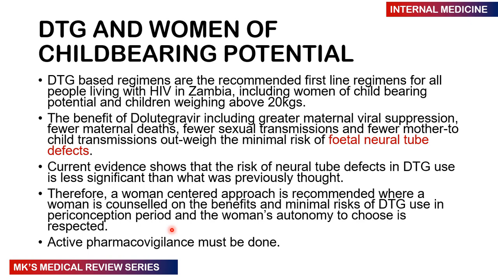One side effect, though, is that it may result in neural tube defects, but of course the risk of this is very minimal, and actually the evidence shows that the risk of neural tube defects in DTG use is significantly less than what we previously thought it was. So once a woman has been found with HIV, we should counsel her on the benefits and the risks of starting DTG, and she should choose with autonomy. No clinician should force any drug on any patient. And of course, as she's taking the drug, there should be active pharmacovigilance.